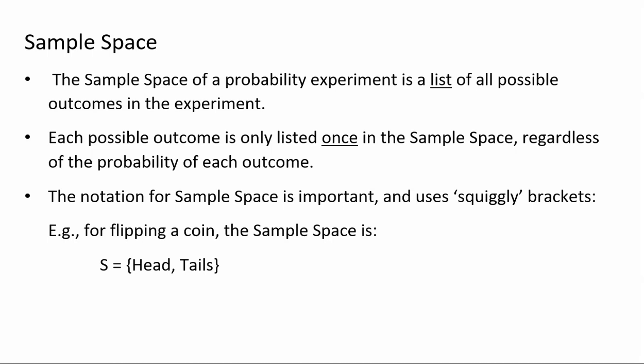You wouldn't say the fruit in my fruit bowl is apple, apple, apple, pear, pear, pear, pear, pear, grape, grape, grape, grape, grape. You'd say I've got apples, pears, and grapes. And so that is independent of the probability of each specific outcome.